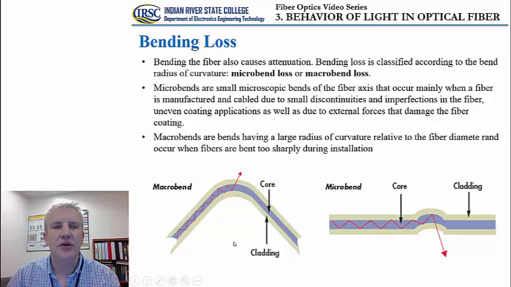Microbends are small microscopic bends of the fiber axis that occur mainly when a fiber is manufactured and cabled, due to the small discontinuities and imperfections in the fiber, such as uneven coating applications, as well as to the external forces that damage the fiber coating. On the other side, macrobends, shown here on the left side, are the bends having a large radius of curvature relative to the fiber diameter. And these types of macrobends occur when fibers are bent too sharply during installation.